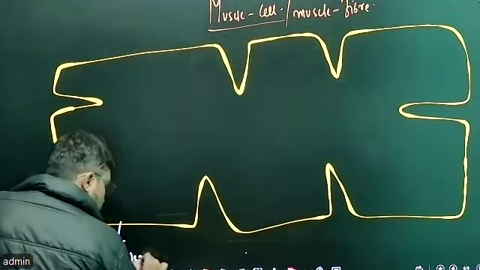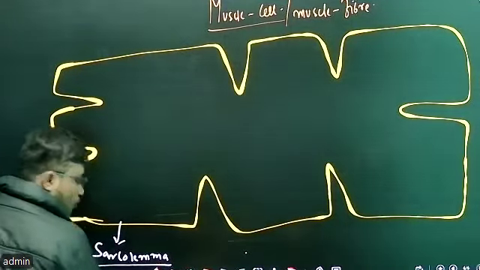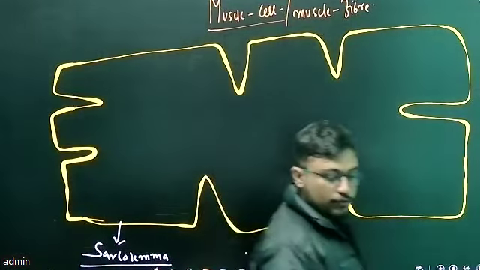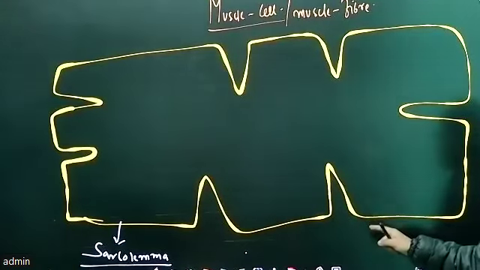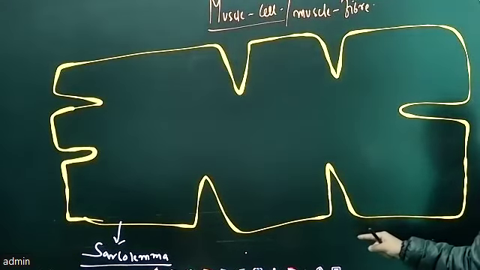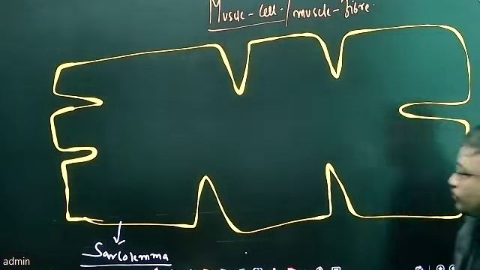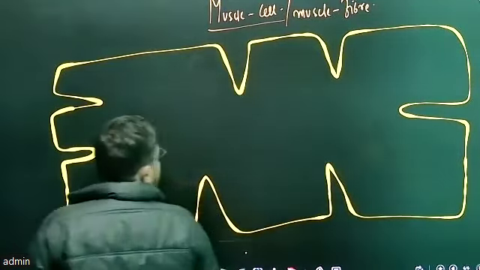This outermost covering is called sarcolemma. What is the name? Sarcolemma. So this outermost covering of the muscle cell or the muscle fiber is called sarcolemma.